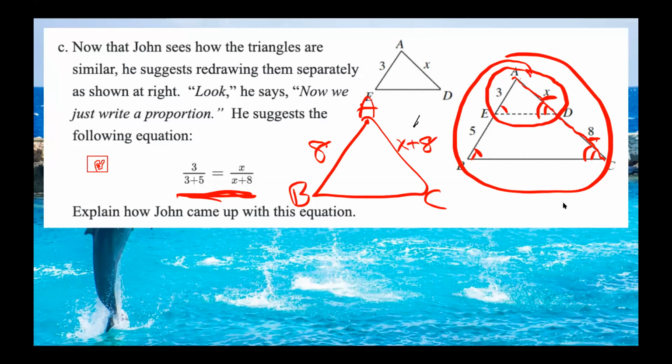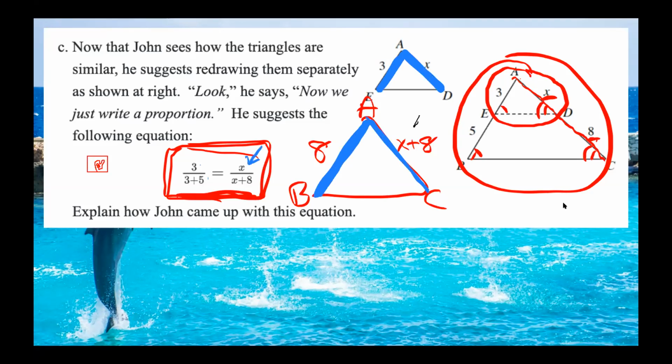And so now we're going to compare. They already gave you the proportion here to compare the different side lengths to each other. So side length 3 is corresponding to AB, which is 8. So we do 3 all over 8, and they wrote 3 plus 5 to show you where the 8 comes from. And then side length AD, which is x, is corresponding to AC, which is x plus 8. So that's how they got x over x plus 8.